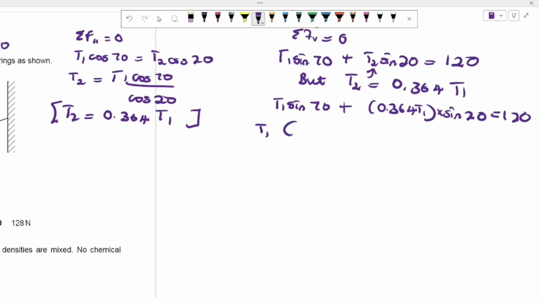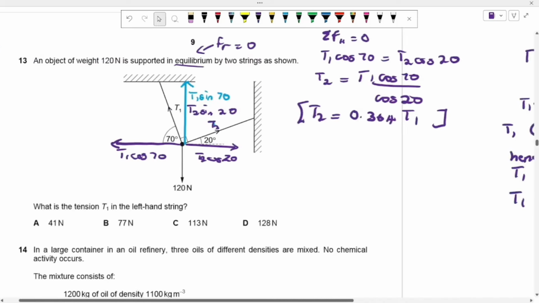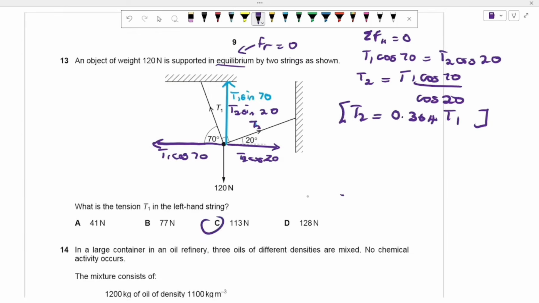Then I can factor T1. I'll be left with sine 70 plus 0.364 sine of 20, which is equal to 120. Hence T1 will be equal to 120 all divided by sine 70 plus 0.364 sine of 20. So T1 would be equivalent to 113 newtons. So the correct answer, based on my calculation, has to be C. You have to be thinking about this, guys. Resolve your forces and equate, because it's in equilibrium, the resultant force has to be 0.